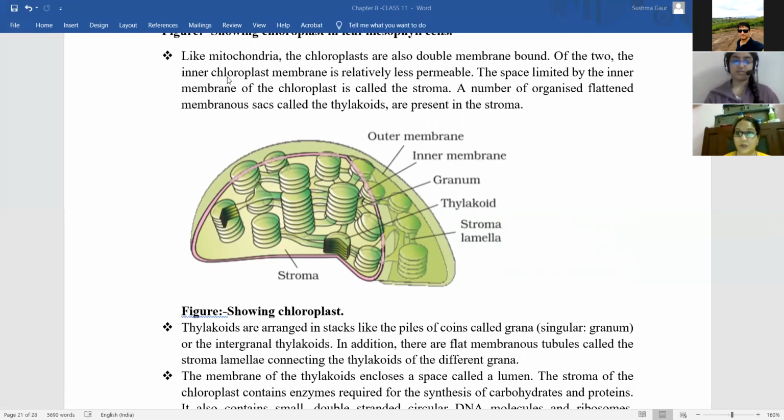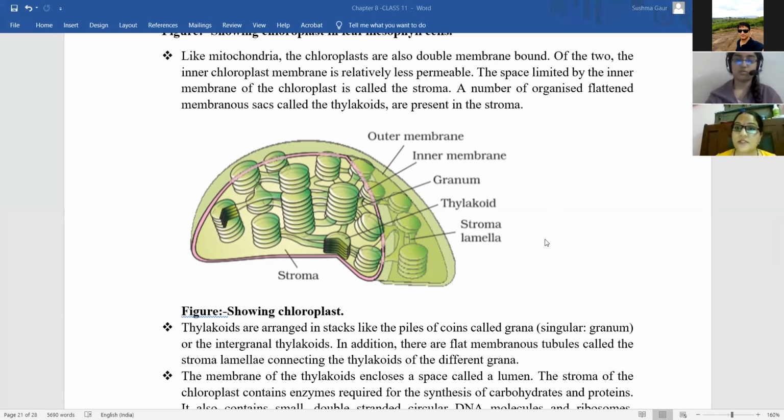So like mitochondria, the chloroplast is also a double membranous structure. Of the two, the inner chloroplast membrane is relatively less permeable. A question can be asked about the difference between both the membranes: the inner membrane of the chloroplast is relatively less permeable in comparison to the outer membrane. Means anything can be exchanged, come and go, across the outer membrane, but it is very difficult to cross the inner membrane of the chloroplast. Okay.